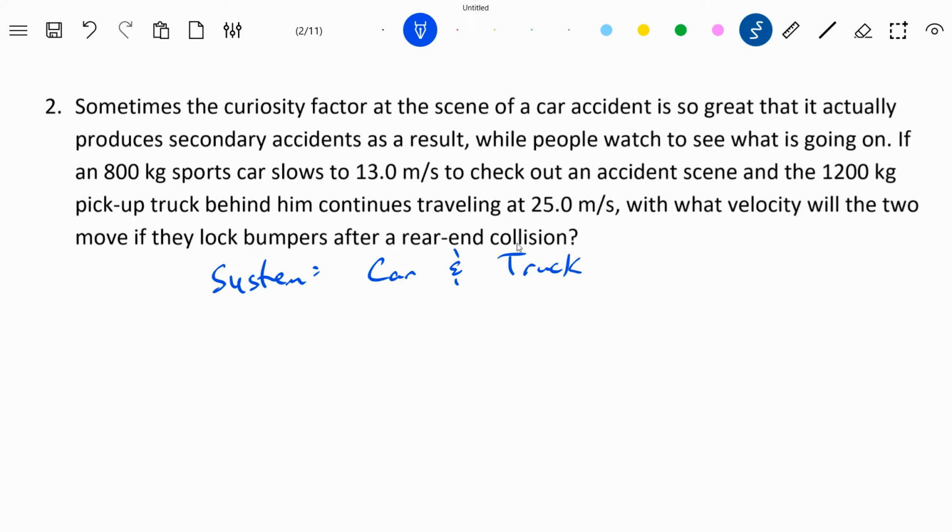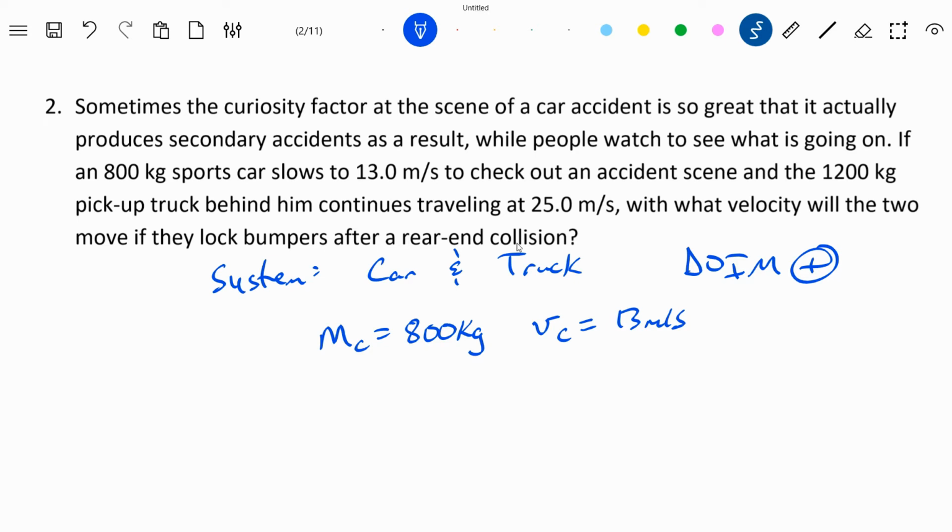Let's just say that there's a forward direction. So direction of initial motion. They're both going the same way, so I'll just leave it as that. Okay, so the mass of the car was given as 800 kilograms. It says slowing down to, but I think that what its velocity was earlier on is irrelevant. We're really just considering the impact. So let's think of that as the velocity before the impact. So that's the velocity of the car, 13 meters per second. Positive, it's moving forwards. There's a truck. So the mass of the truck is 1,200 kilograms.